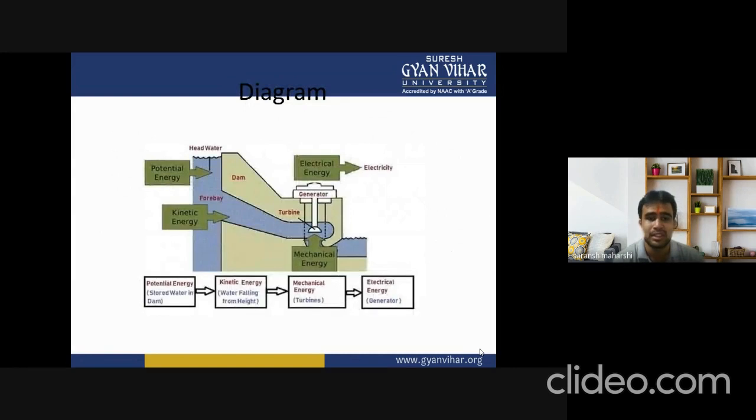That is the diagram. Here we discuss some words like headwater, dam, turbine, electrical energy, generator, mechanical energy, potential energy, kinetic energy, electrical energy.